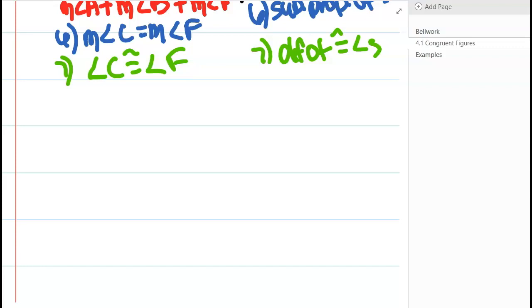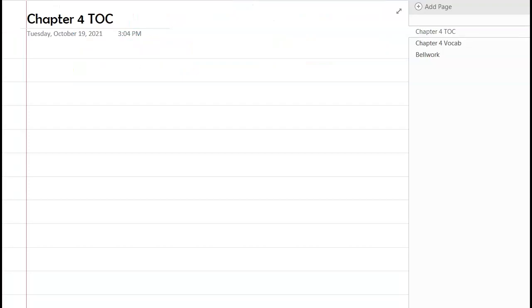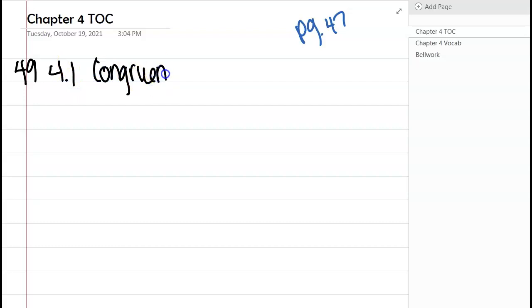Okay. I don't think we did your table of contents in class yesterday, but your table of contents should be on page 47. Your vocabulary, when you finish with that, should be on page 48, which means this is going to be on page 49, section 4.1, congruent figures.